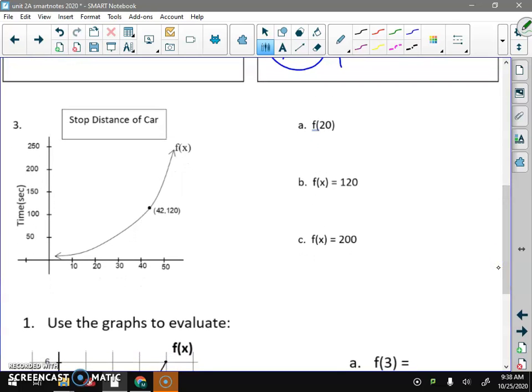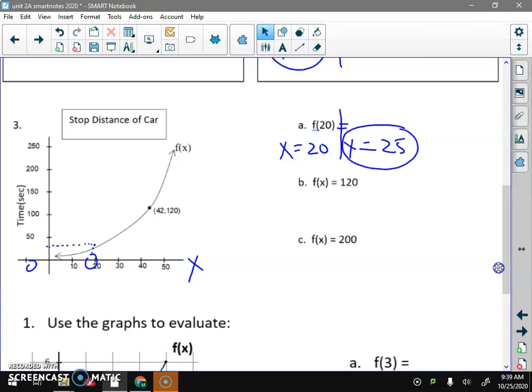It says the stopping distance of a car. If this is the speed that you're traveling, then the time it's going to take to stop is going to be the y value. So right here it says f of 20 equals. We know how to do this. We've been doing it for a couple of days now. x equals 20. What does y equal? This is the x-axis. We're going to find 20. We're going to go up and then over. Somewhere in the middle of 0 and 50, I would say, is about 25. If you approximated it to 30, that'd be fine too.